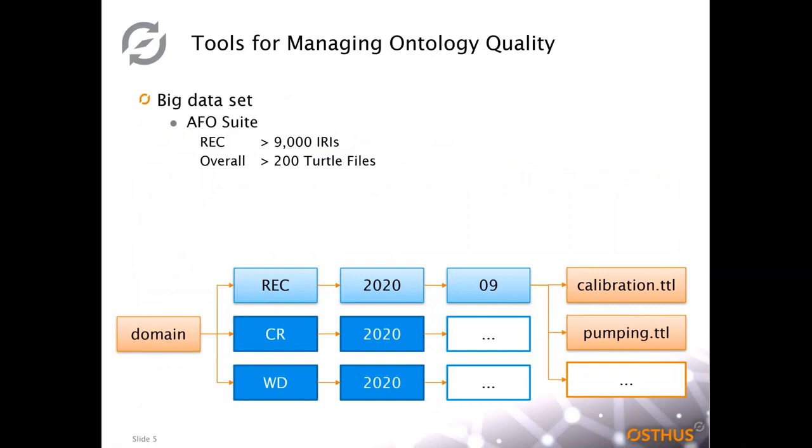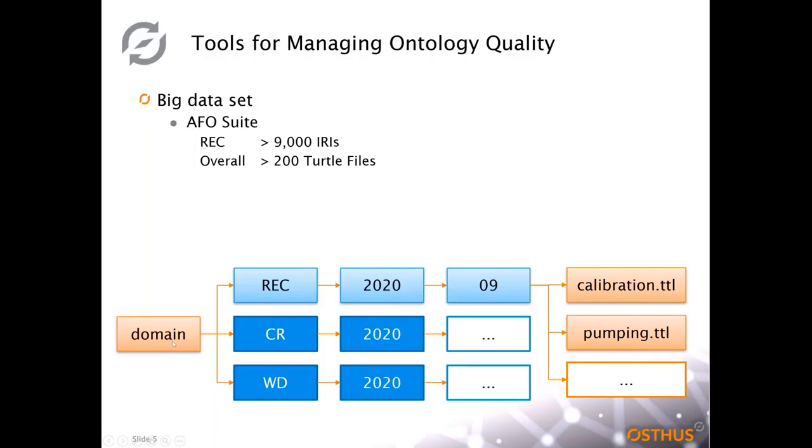In addition to that problem, we have lots of files. I did a little bit of statistics on our current repositories. We have over 9,000 different entities just at recommendation level, and more than 200 files. Our data structure looks like this. For example, we have our pumping file, which is the example that I'm using throughout this presentation. We have lots of other domains like calibration, for example. And then this is the September 2020 release at recommendation level.